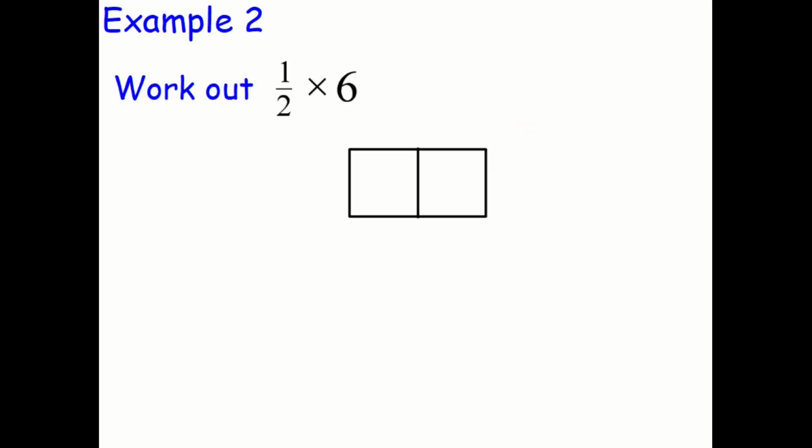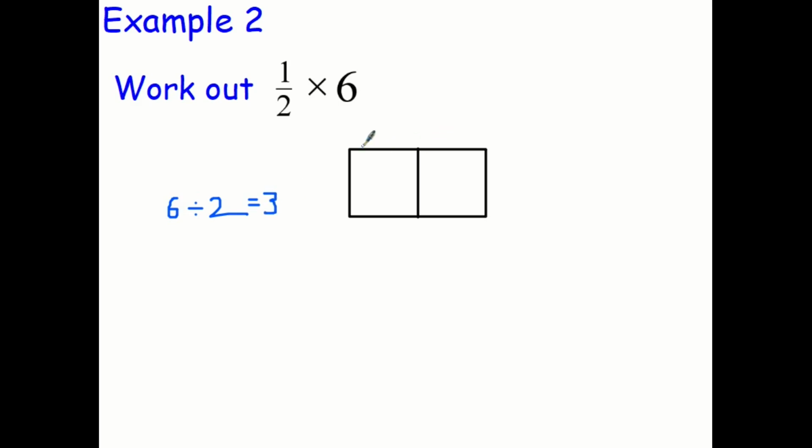Example number 2. It says, work out 1/2 multiplied by 6. Now, if you remember what I've just said, 1/2 multiplied by 6 is the same as saying 1/2 of 6. So we can do it in many different ways. We can do 6 divided by 2. That's one way that we can do it, because I've just talked about that in the first example, where we did 8 divided by 2. So here we can do 6 divided by 2 and get the answer 3.